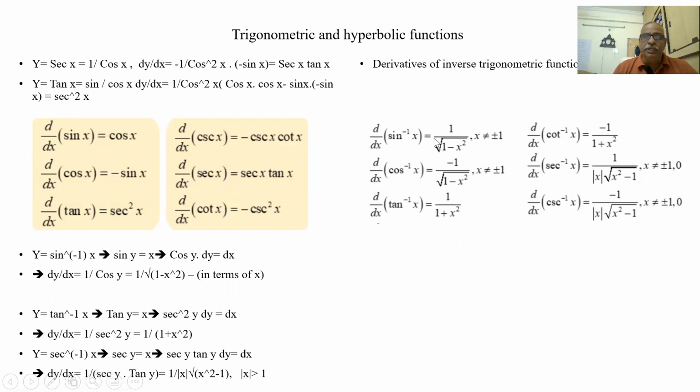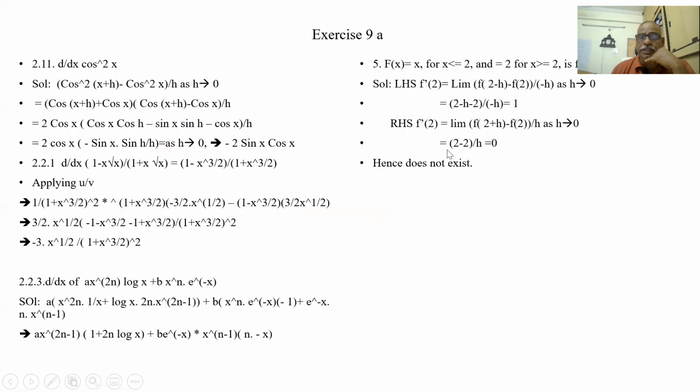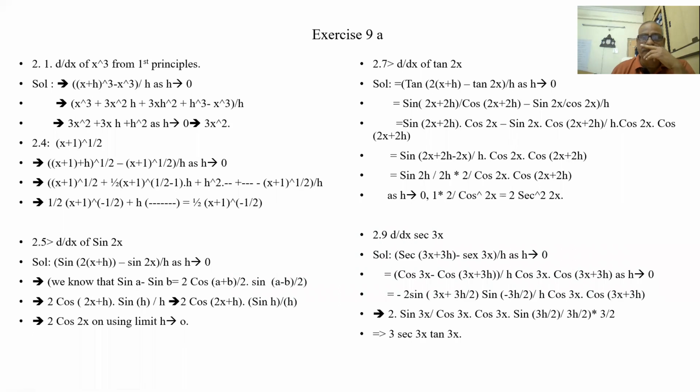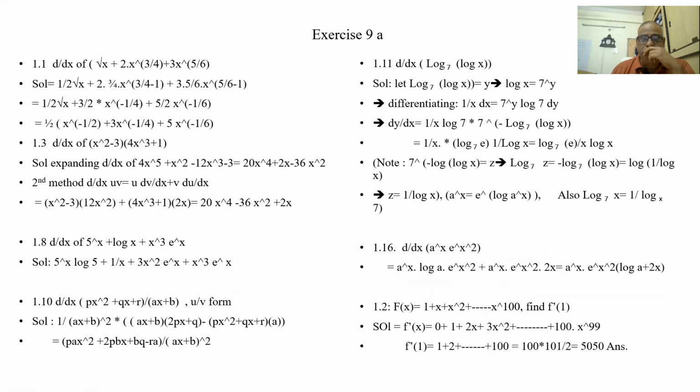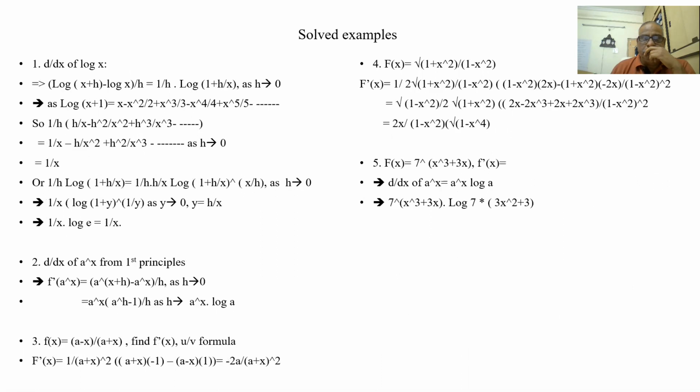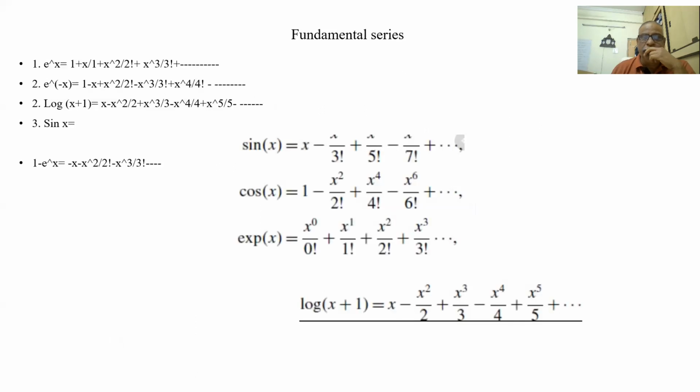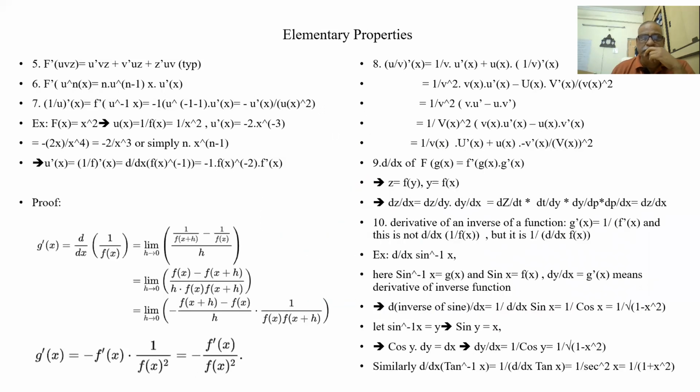Let us come to inverse functions. Derivative of sin inverse x is 1 by square root of 1 minus x square. We have just seen here sin inverse x. Where is it that we have seen sin inverse x? Here it is. Sin inverse x.